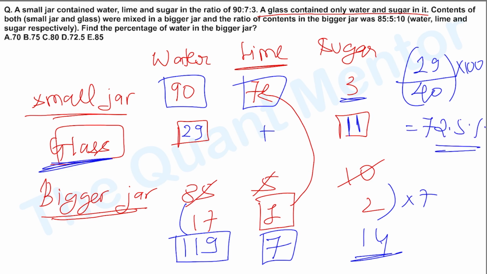And that's how I arrived at the incorrect answer to the correct question which I had in mind. The percentage of water in the glass was 72.5. But yes, as per the question asked here, the answer is 85. But had the question been find the percentage of water in the glass, the answer would have been option D, 72.5%.